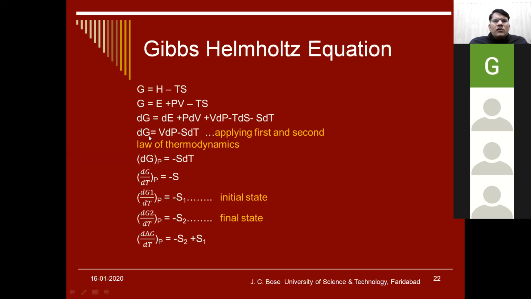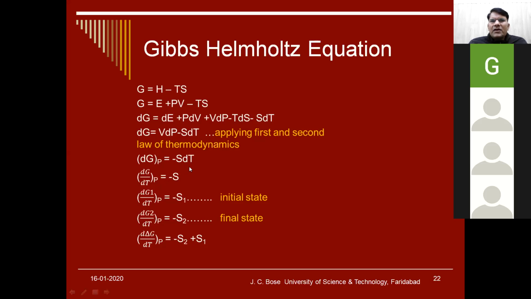If we calculate the value of change in Gibbs free energy, dG, at constant pressure, then dP will become equal to 0, which means the term VdP will be 0. So this dG at constant pressure will become equal to minus SdT. So if we calculate the rate of change of this dG, how this dG is changing with respect to temperature, then we would like to do dG by dT. So we are differentiating it with respect to temperature.